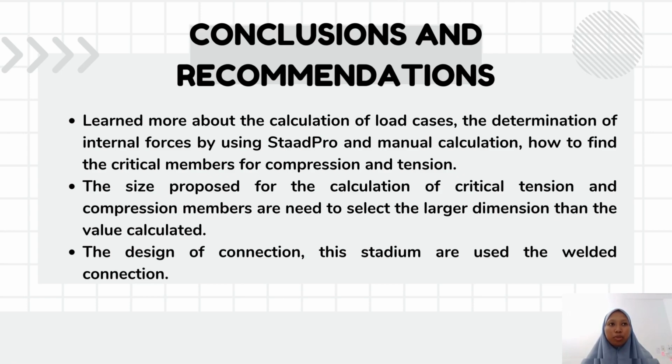And for the size proposed for the calculation of critical tension and compression members, I need to select a larger dimension than the value calculated. It is important to ensure that the members for the truss can resist the load applied on it. There will be minor differences between the values calculated using manual calculation and by using the software. It is because the software will give an accurate value of the design, while the manual calculation may have errors during the calculation.